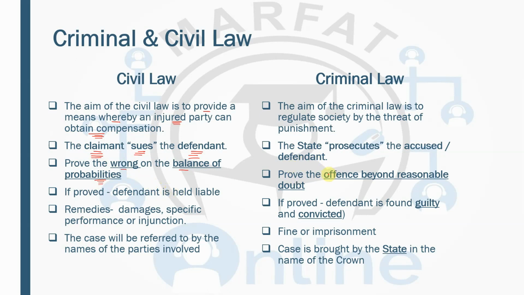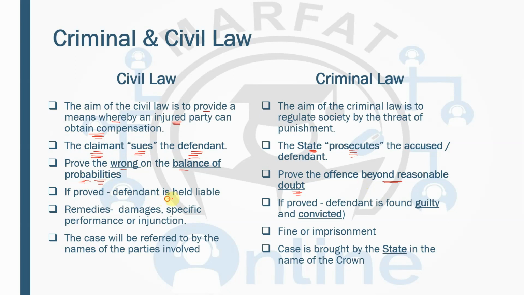But in the criminal case, the state prosecutes the accused. Remember one thing, that in criminal cases, we are going to use the term prosecute. And who is going to prosecute? The state is going to prosecute the accused. And in criminal cases, the state has to prove beyond reasonable doubt. Beyond reasonable doubt means there should not be any sort of doubt. There should be 100% absolute certainty. The state needs to prove that this person is actually guilty, this person is actually convicted. But in the civil law, it should be a balance of probability.